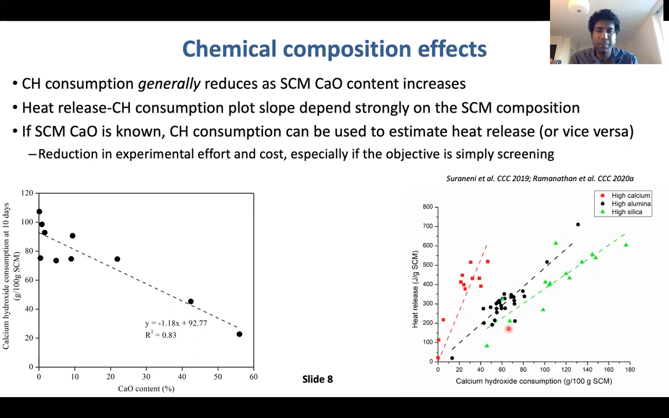If your objective is simply screening, this is often good enough. And this can lead to a significant reduction in experimental effort and cost. So, and this is the reason I said it's kind of important to measure both, but you can kind of get away with one if you're clever about it.